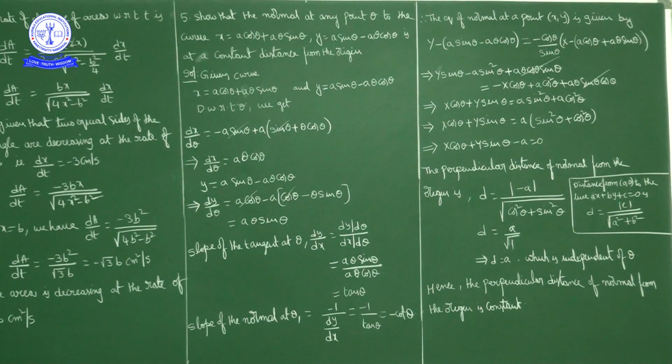Okay. Now what we have to prove? We have to prove that the perpendicular distance of the normal from the origin is constant. That is what we have to prove. Now suppose the perpendicular distance from the normal is d.